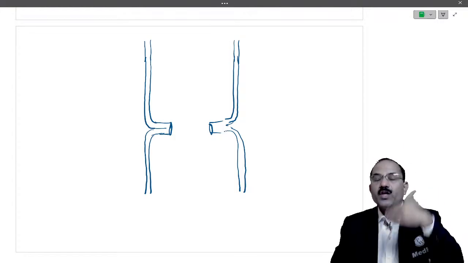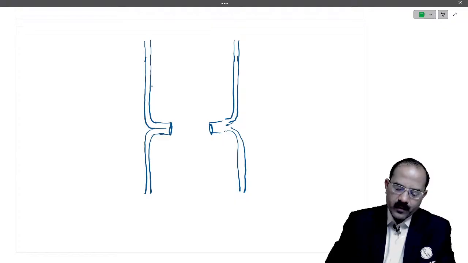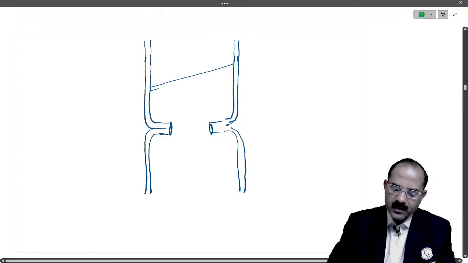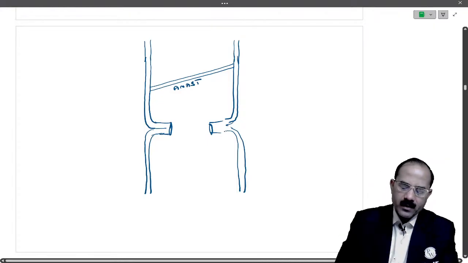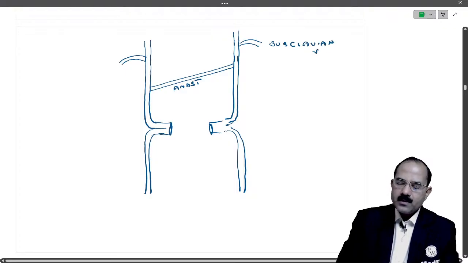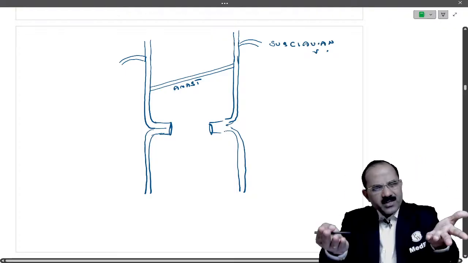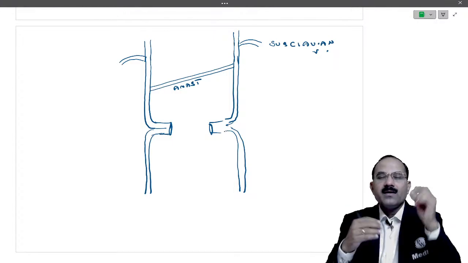This common cardinal vein opens into what? Sinus venosus. Perfect. Now, there's a vein which connects the two anterior cardinal veins. This is the anastomosis. There's an anastomosis between the two anterior cardinal veins. There are two veins which open into the anterior cardinal vein. What are these veins? These are the subclavian veins. So there are two ready-made veins for us, the two subclavian veins which open into the anterior cardinal vein.